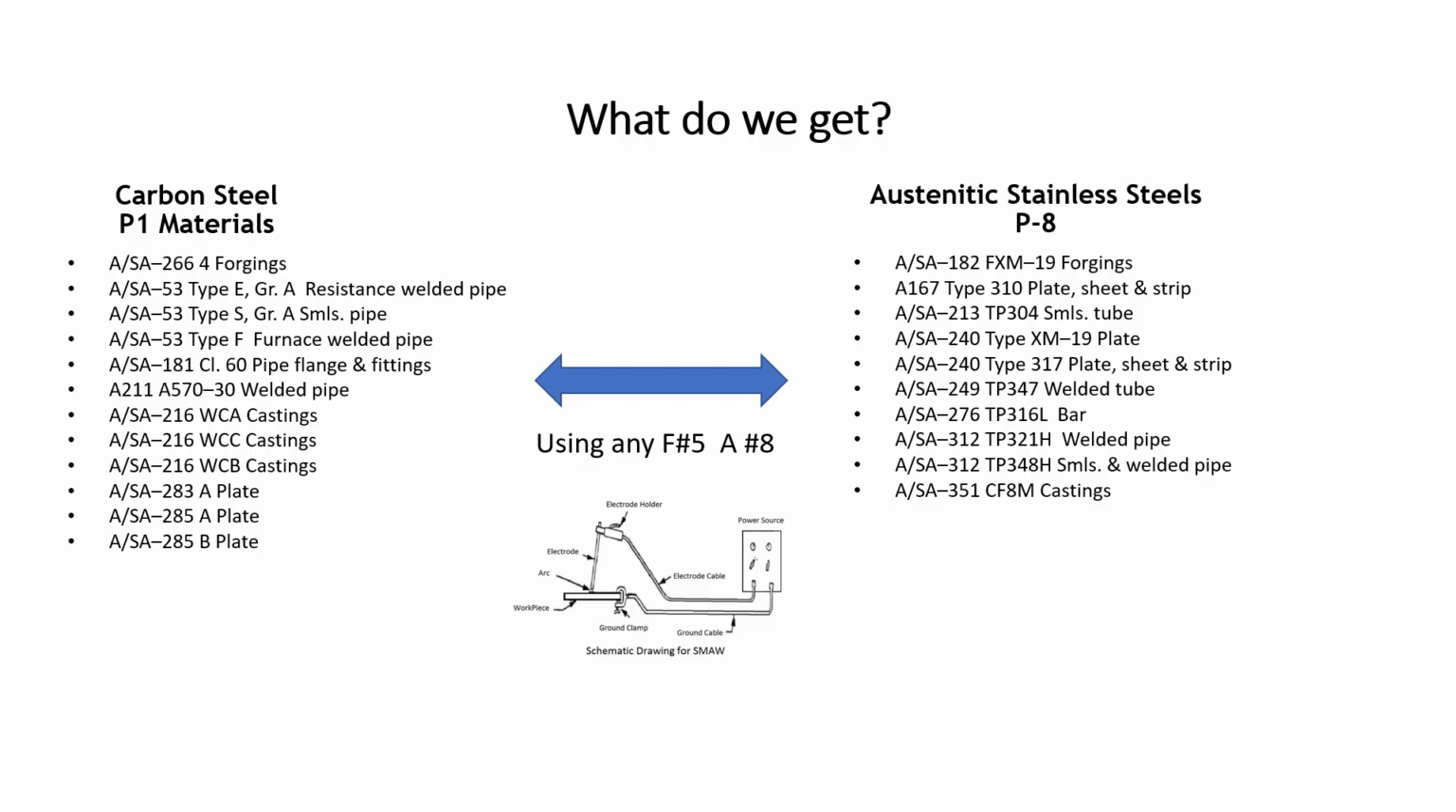And there's a whole bunch of other stuff. We've got forging, sheet, strip, seamless tubing over here on the stainless side, welded tube, bar, welded pipe, seamless welded pipe, and castings. And then on the left-hand carbon steel side, furnace welded pipe, pipe flange welded pipe, castings, plate, forgings, any of that good stuff. We can weld any of the stuff on the left-hand side to any of the stuff on the right side, as long as we use an F number 5, A number 8 filler material, shielded metal arc.